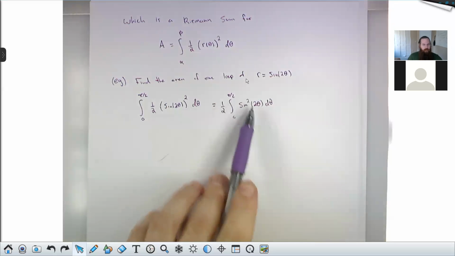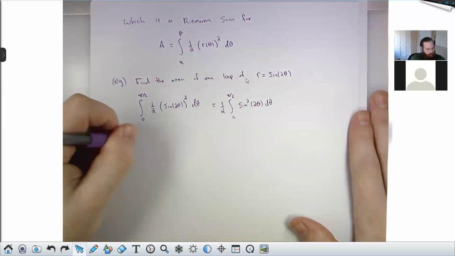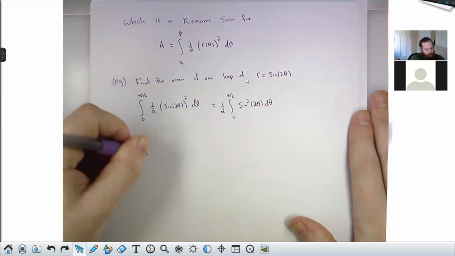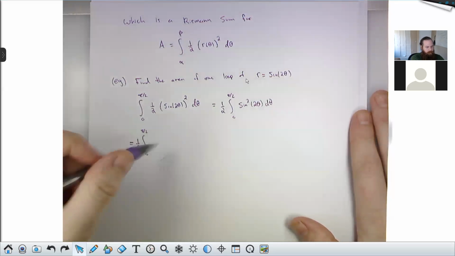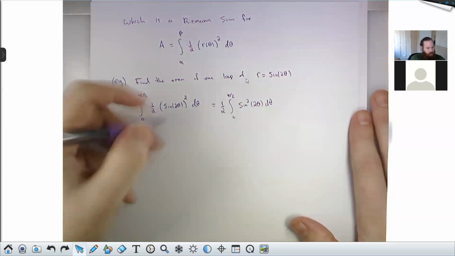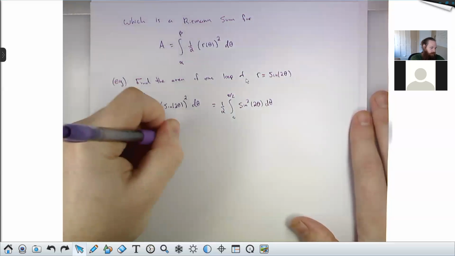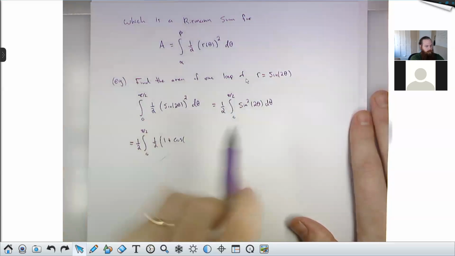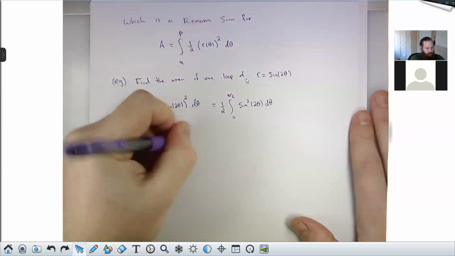Yeah, because the power of sine here is even, and there's no odd power of cosine to work with, I have to use the half angle identity. So that's 1/2 integral 0 to pi over 2. Half angle identity for sine says sine squared of x is 1/2 times 1 plus cosine of twice whatever's in here. Now that's going to be 4 theta.